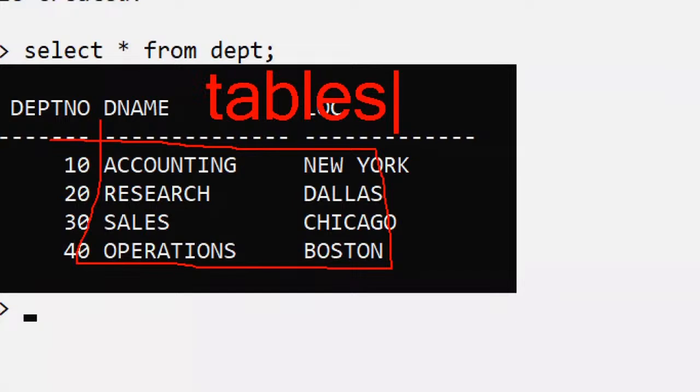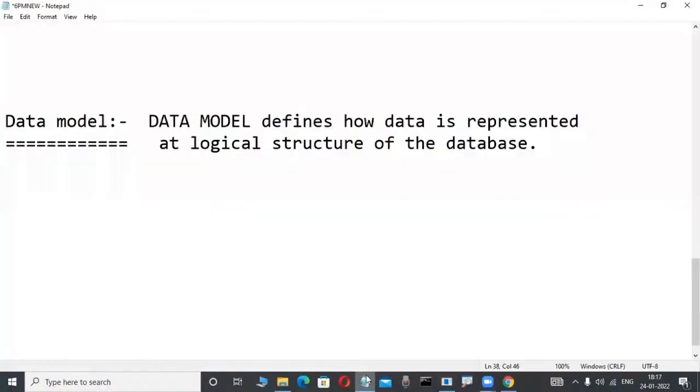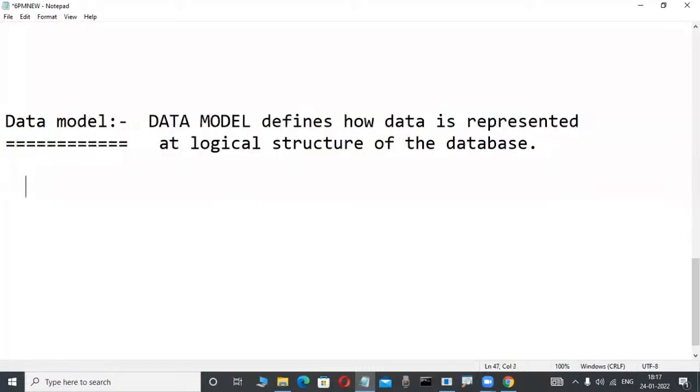Hierarchical data model, network data model, and some other data models were there. IMS and IDMS softwares were there in those days. But nowadays, a data model defines how data is represented at the logical structure of the database. Concentrate here: from 1970 onwards, this data model is there. Where Oracle comes in, we will learn next. First, just roughly observe.